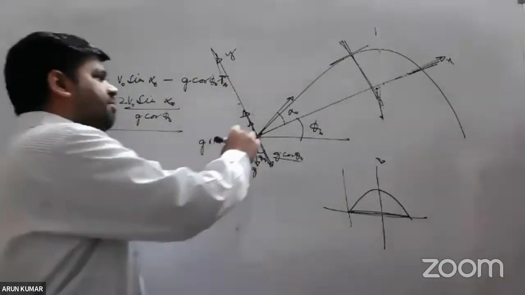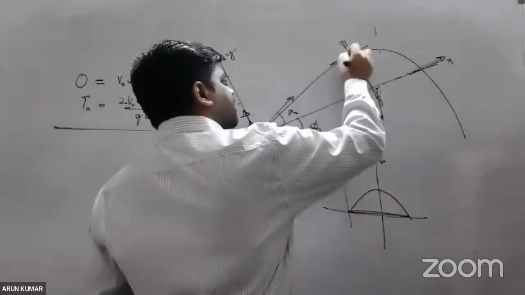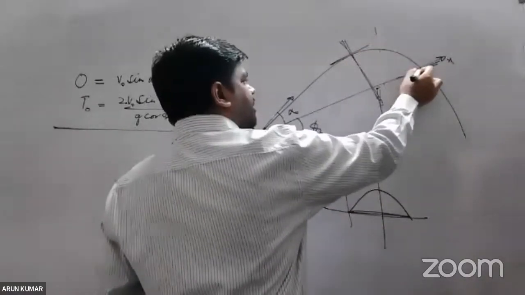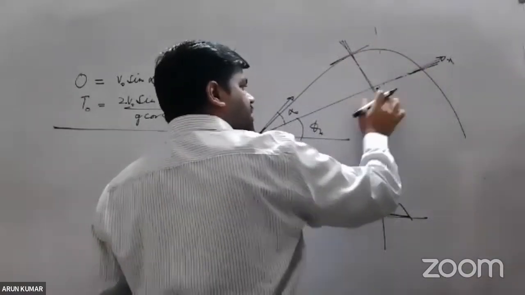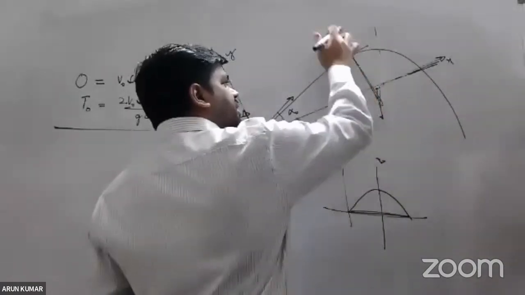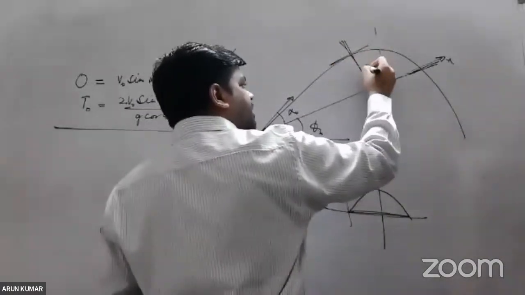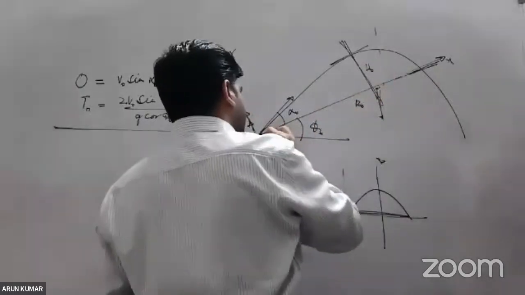That means if it takes 2 seconds from here to here, it will take the same 2 seconds from here to here. But the motion along the x-axis is not symmetric about this line. This is where the maximum height occurs. This is h naught and this is r naught.